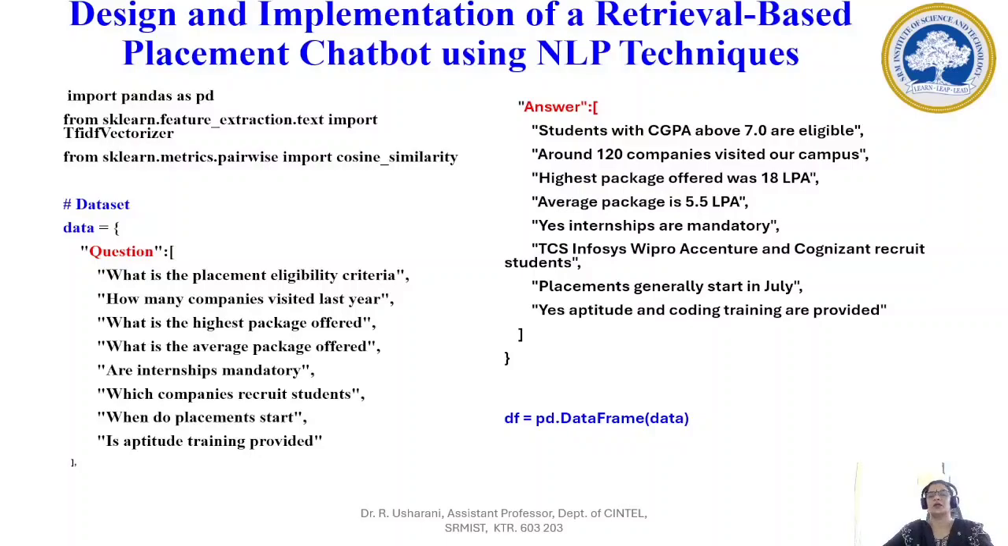Answer equals students with a CGPA above 7 are eligible. Around 120 companies visited our campus. The highest package offered was 18 LPA. Similarly, all other answers. All the questions and answers are stored in this data. Now we need to convert the data into a data frame for further processing, using the pandas object pd.DataFrame, adding the data, question and answer, into this data frame df.